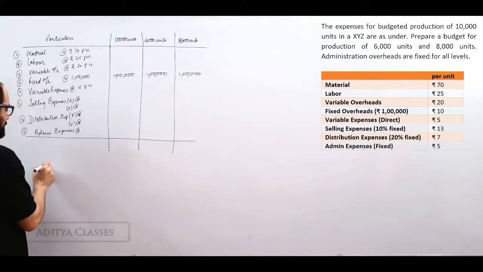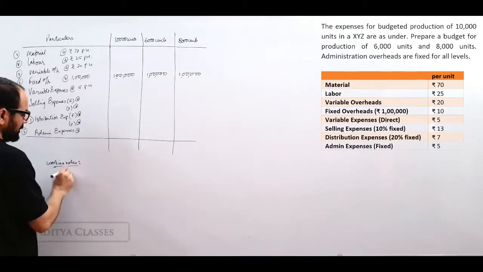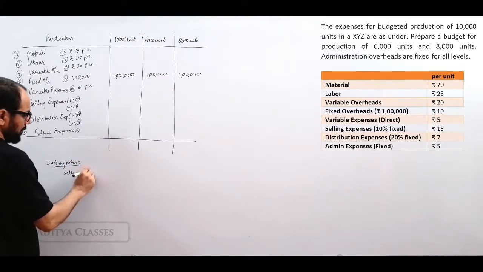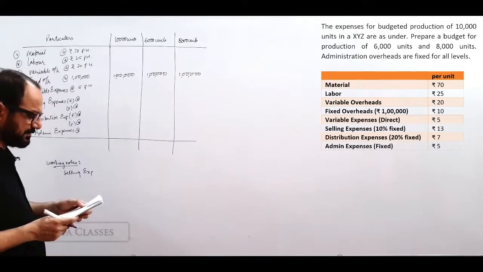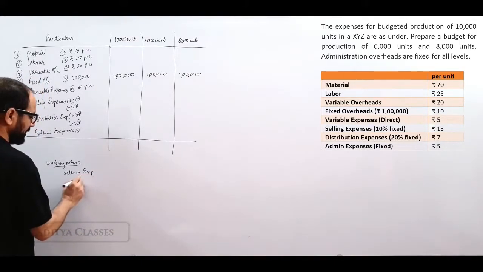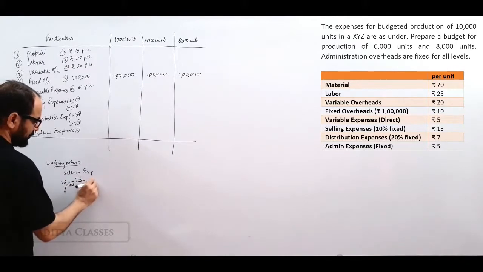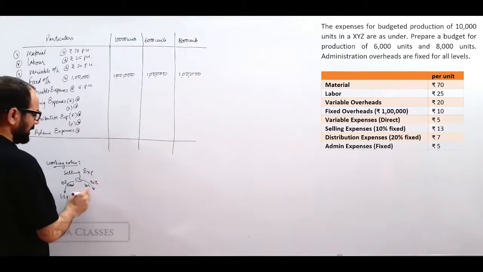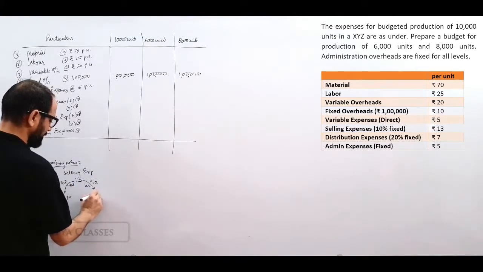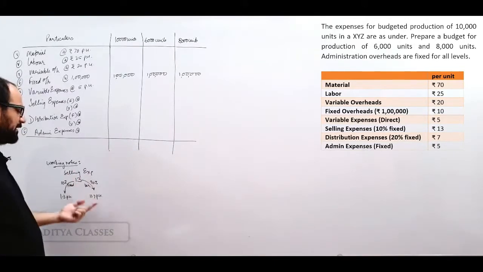So let us get on with selling expense to start with. Our working notes say that selling expenses are 13 rupees, of which 10% are fixed. So 90% are variable. 10% fixed, making it 1.3 per unit, and 90% variable, making it 11.7 per unit. So I have split this 13 rupees into the 10% fixed component and 90% variable component.